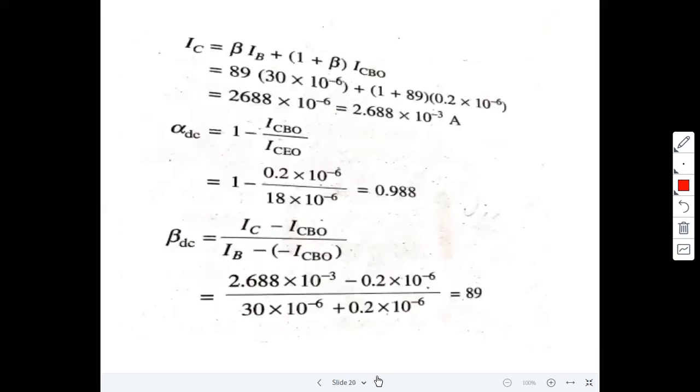Then substitute here. Once you know the beta value, then we can easily find collector current, beta IB plus (1 plus beta) ICBO. Once you know this, alpha is equal to 1 minus ICBO by ICEO, that is equal to 0.988. Already calculated beta previously, 89. By using this one also you can calculate beta.